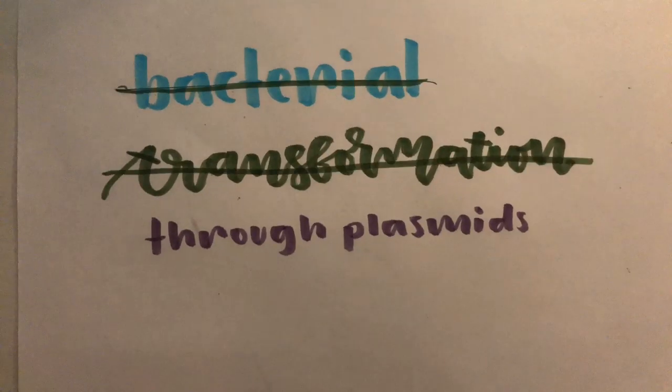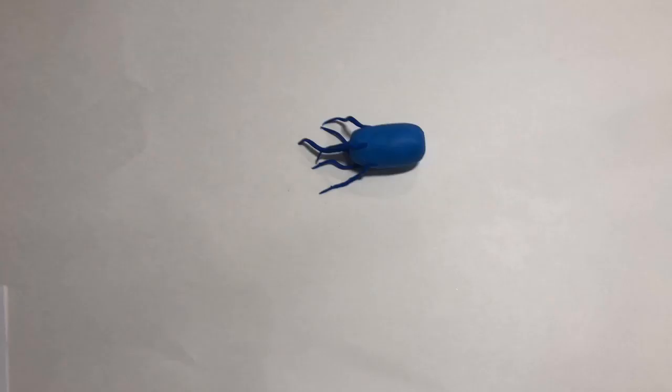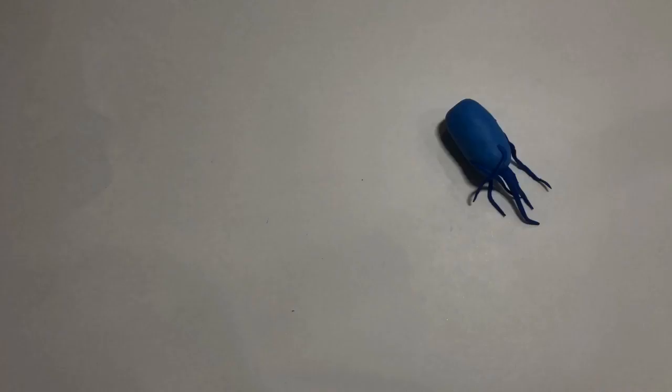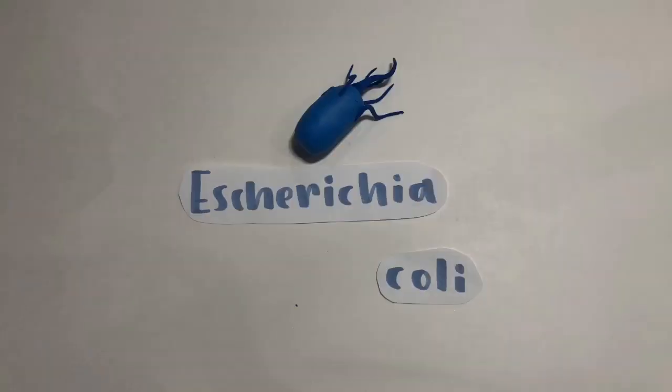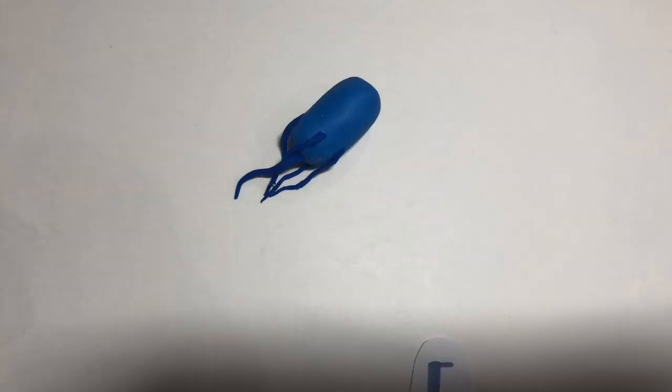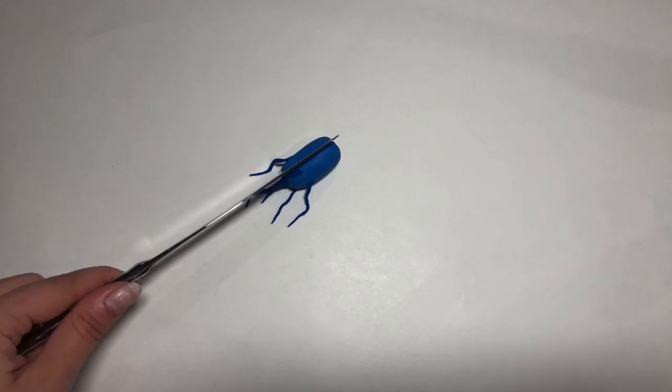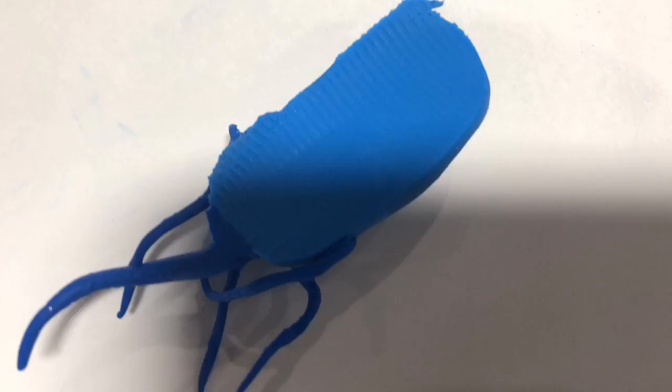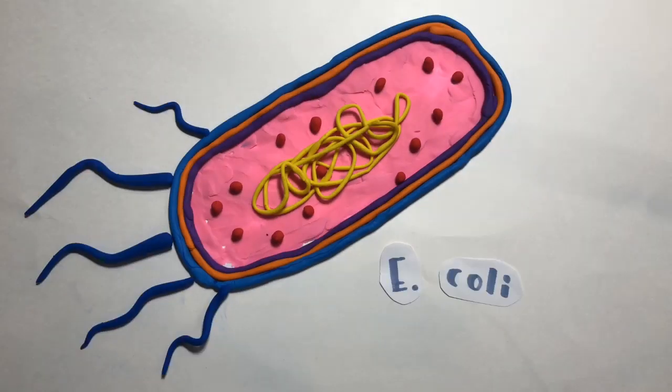Bacterial transformation through plasmids, or how to make bacteria glow. So we're going to start off with this little guy, E. coli. E. coli is a model organism because of its ease of use, ease of culturing, and the fact that its genome has already been sequenced, and it's one of the most common model organisms. So let's take a look inside.